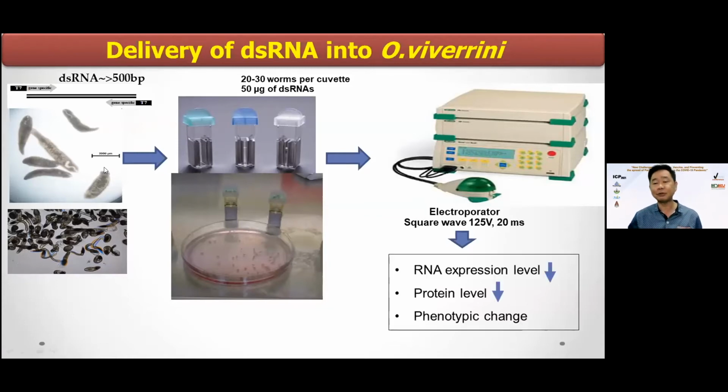Then we have to check the RNA expression level of the gene of interest, and the protein level. Normally we use qRT-PCR for RNA expression level, and we use Western blot and proteomics for protein level. The most important thing, after you suppress the RNA and protein level, is to check whether the phenotype changes or not. It depends on the target gene that you investigate. I will give you an example of our research.